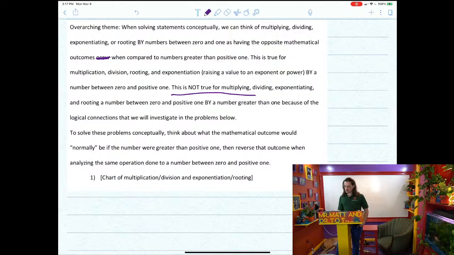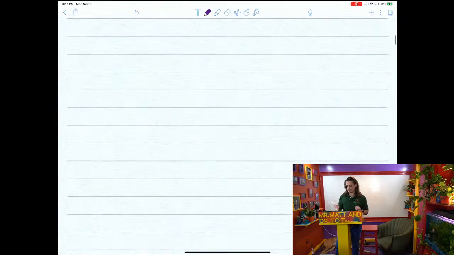So if you're starting with a number greater than 1 and you're multiplying it by a number in between 0 and 1, it's going to go down, where you would normally expect multiplication to increase the overall result. If you were multiplying by a number greater than 1, like I said, it's going to go up. So we're going to look at some charts here. We're going to draw some charts out.